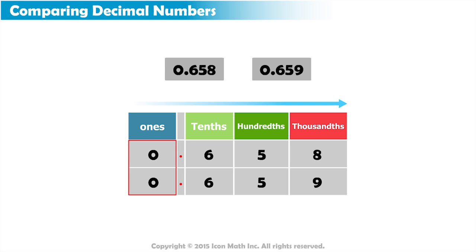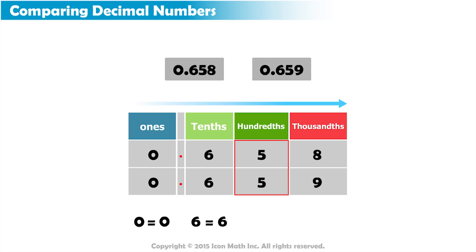Since the ones place has a 0 in both numbers, we look at the decimals. In the first column, after the decimal point, the digits are the same. So we move on to check the next column. In the second column, we also have the same digits. So we still need to check the next column.